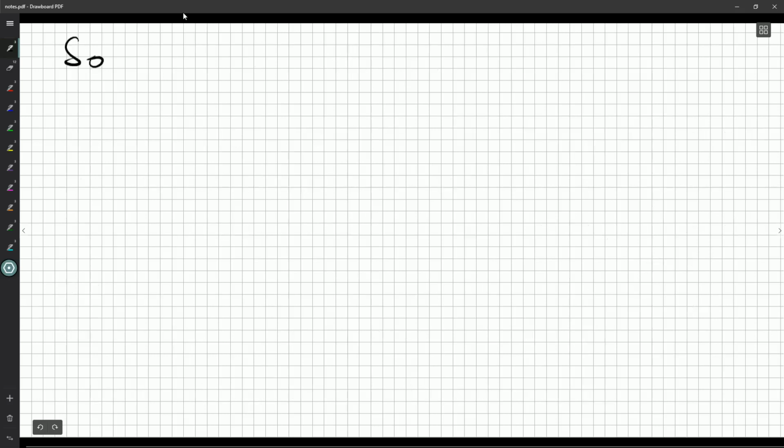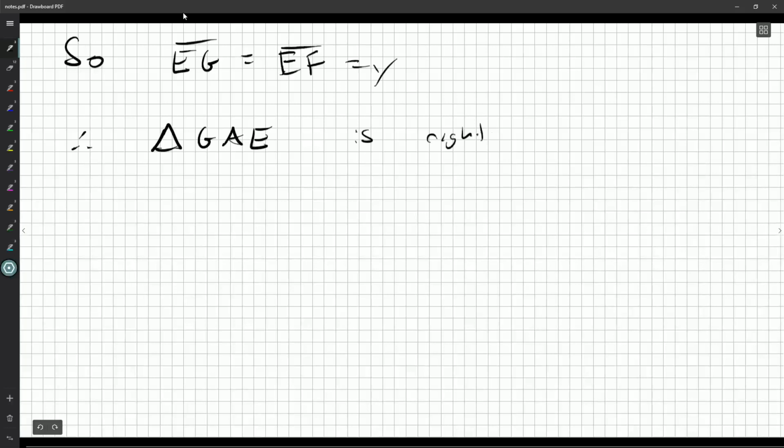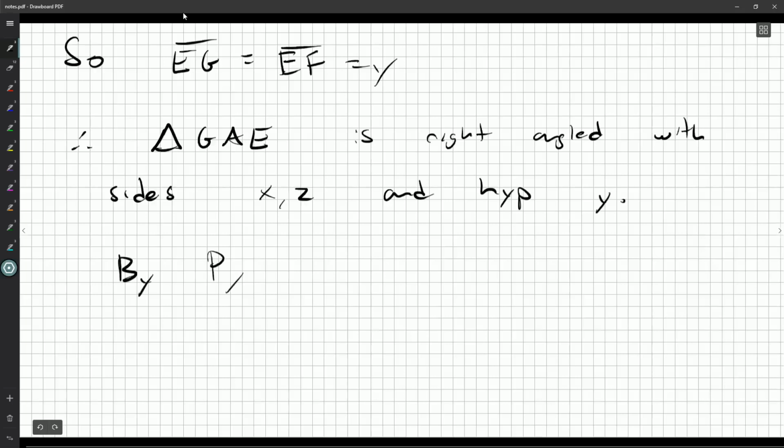So EG in length is the same as EF in length, but that's equal to Y. Therefore, GAE is right-angled with sides X, Z and hypotenuse Y. So by Pythagoras, x squared plus z squared equals y squared, as desired.